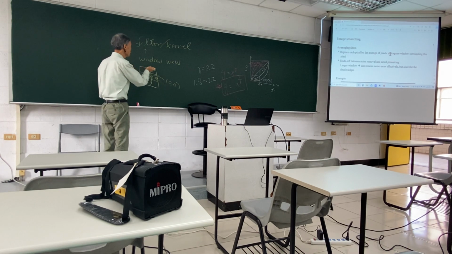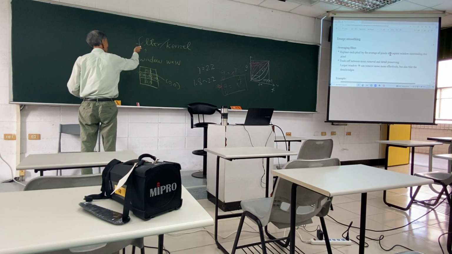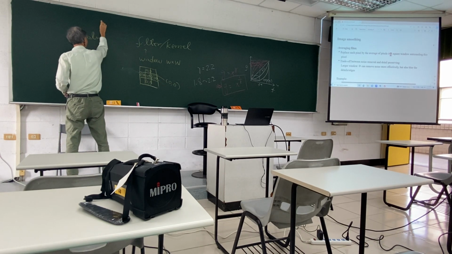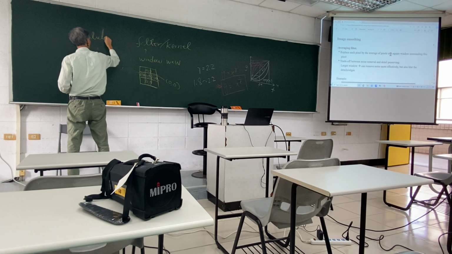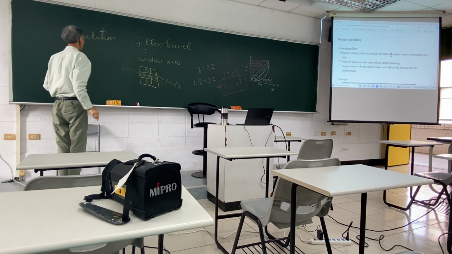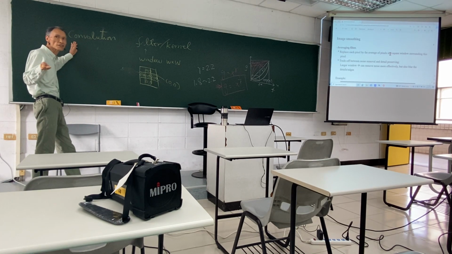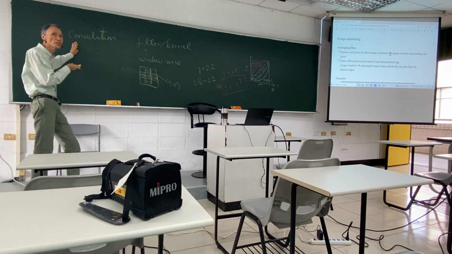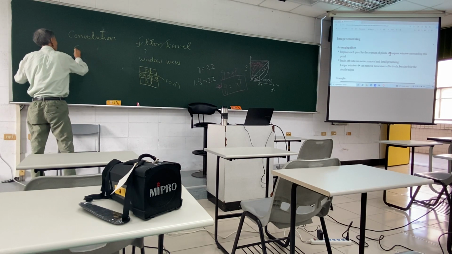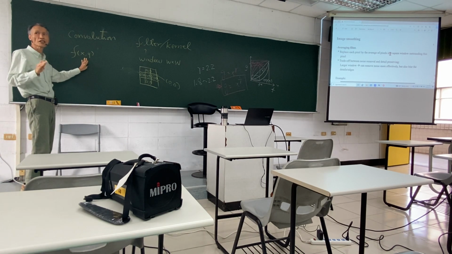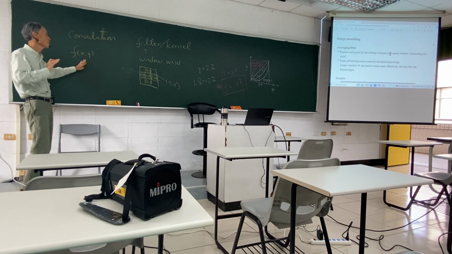Once you have this window or filter, you need to do what is called convolution, which I haven't talked about yet. If you know something about deep learning, the basic operation of a neural network model is convolution, exactly what we define here. The convolution goes like this: this is the input, an intensity image.